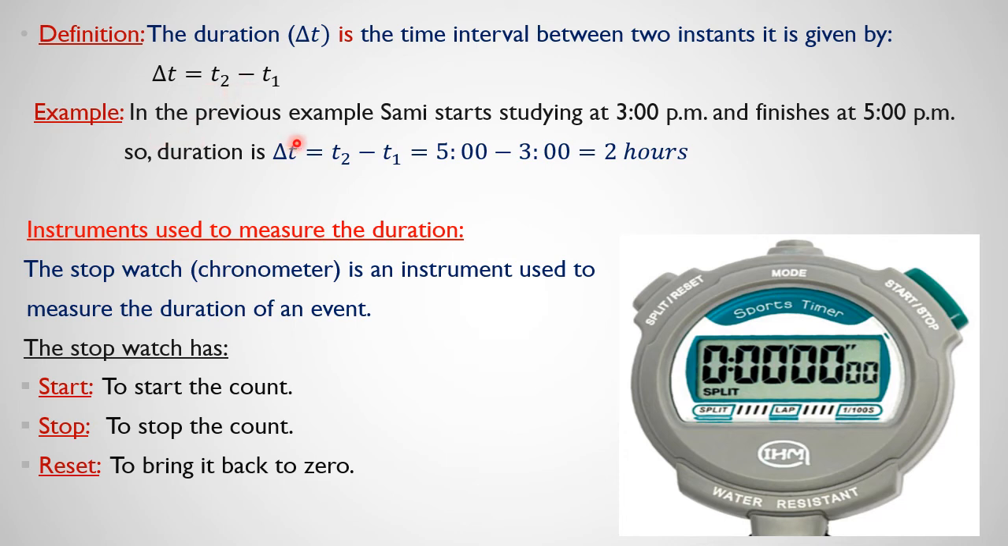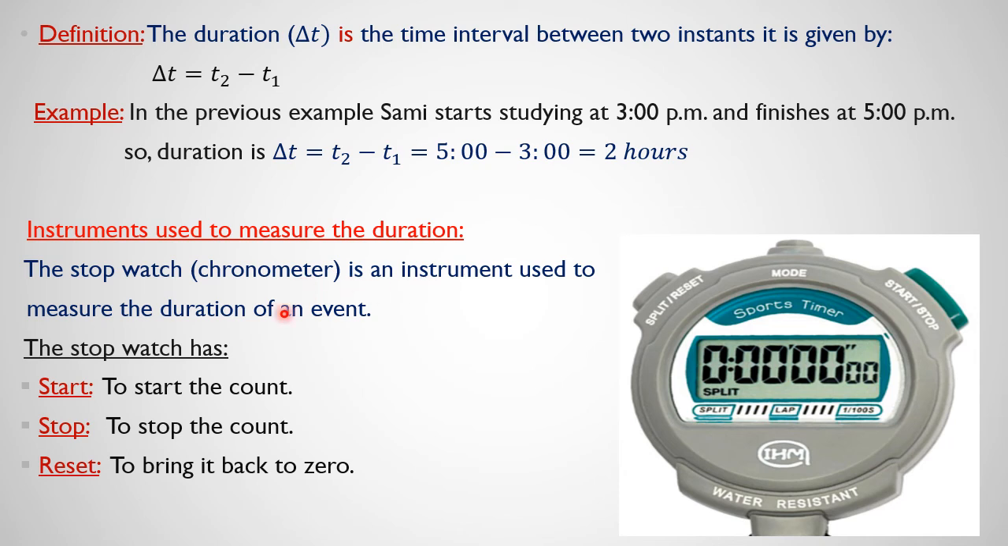In the previous example, Sami starts studying at 3 p.m. and finishes at 5 p.m. So duration is delta T, which is equal to T2 minus T1. Here T2 is 5 minus T1 is 3. We start subtracting the minutes. 0 minus 0 is 0, and 5 minus 3 is 2. So the answer will be 2 hours. Or you can directly guess it. From 3 p.m. till 5 p.m. we have 2 hours. The instrument used to measure the duration is the stopwatch or the chronometer.